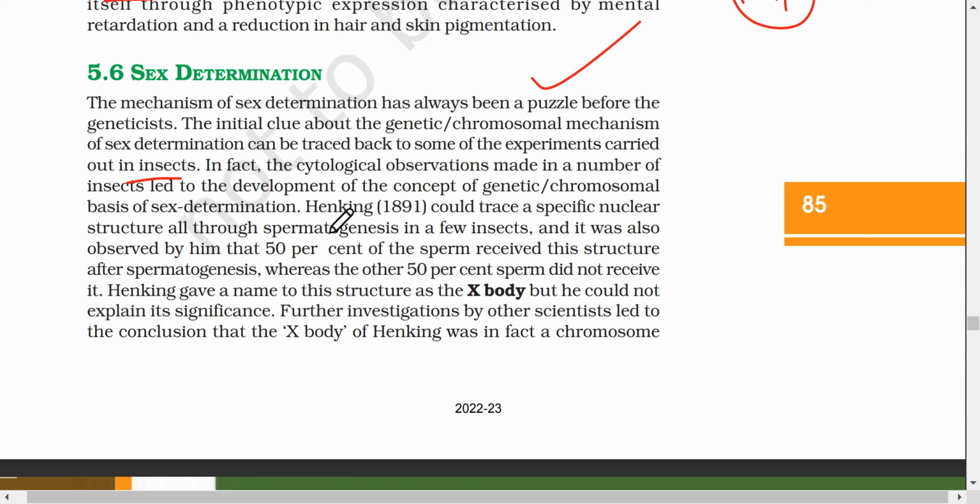Fine, Henking could trace a specific nucleus during spermatogenesis. It was also observed by him that 50% of the sperm received the structure, whereas the other 50% did not receive it. Henking ने क्या बोला? कोई ऐसी body है. He gave this name X body. He said that there's this X body जो 50% में जा रहा है, 50% में नहीं जा रहा. He could not explain its significance.